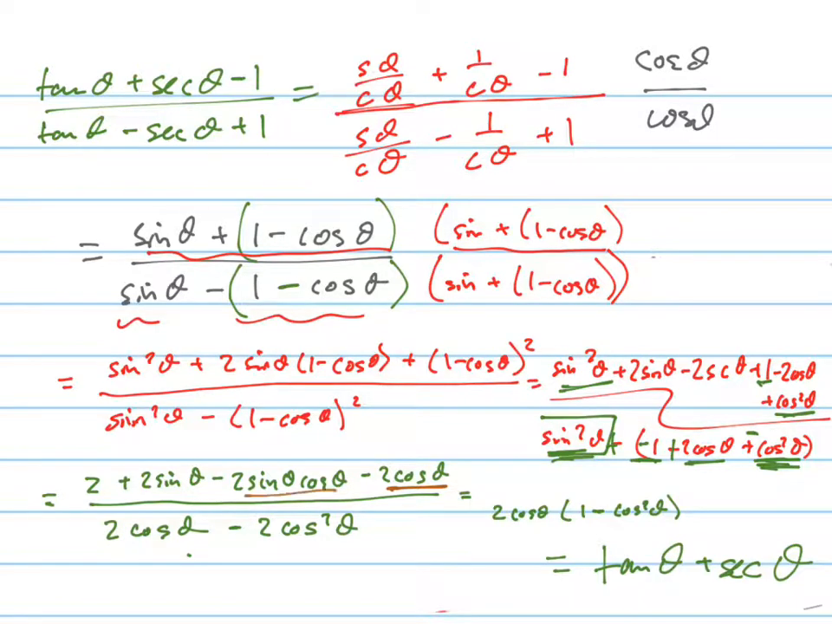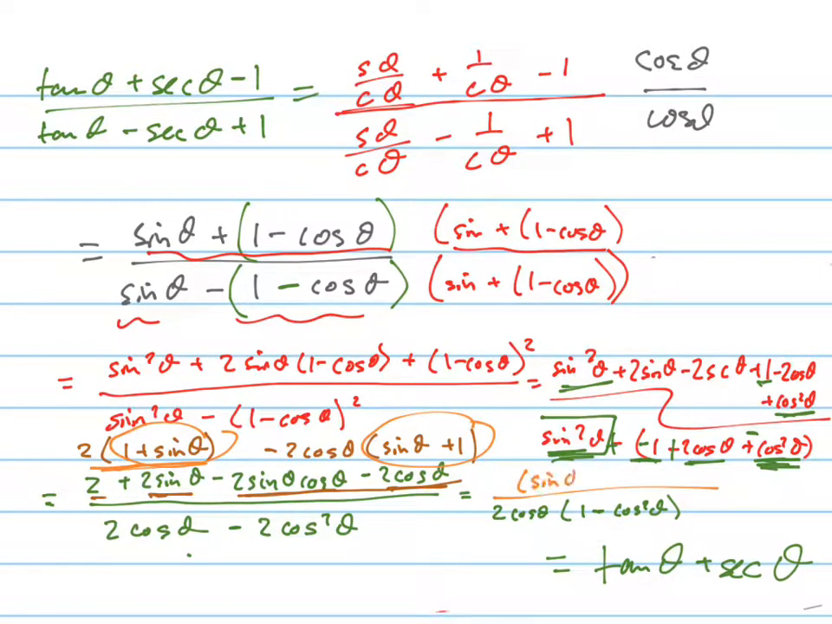Now I'm going to factor out a negative 2 cosine theta out of there, and I'm left with sine theta plus 1. And I'm going to factor out 2 out of there, and I'm left with a 1 plus sine theta. So now I can factor that out of both of those, and I'll be left with sine theta plus 1 and 2 minus 2 cosine theta.